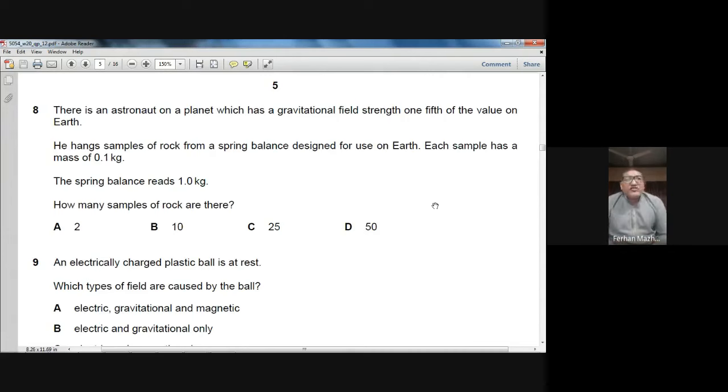He hangs samples of rock from a spring balance designed for use on Earth.